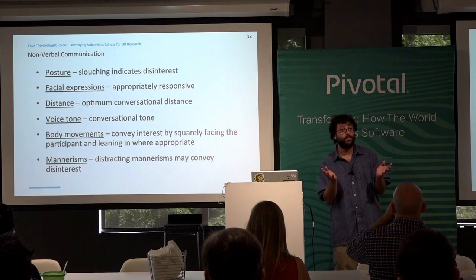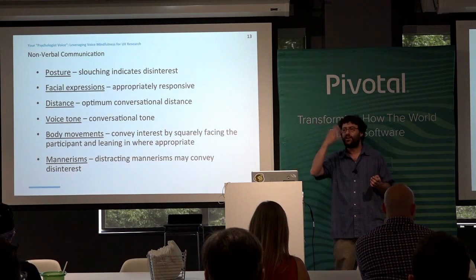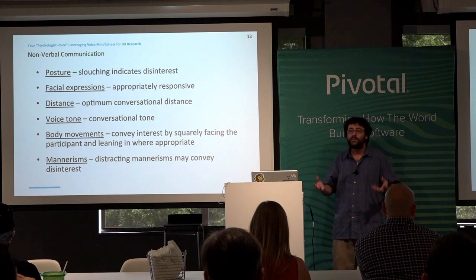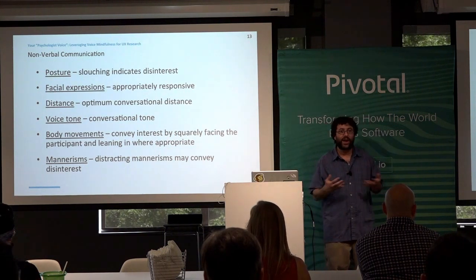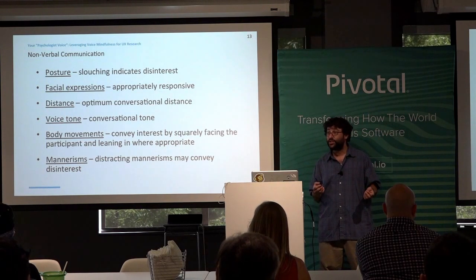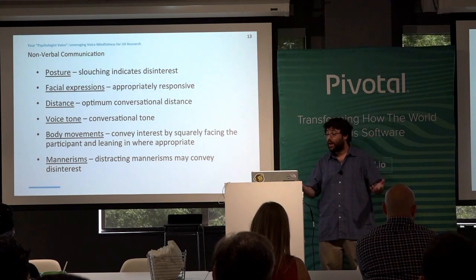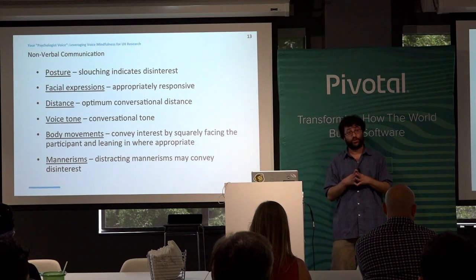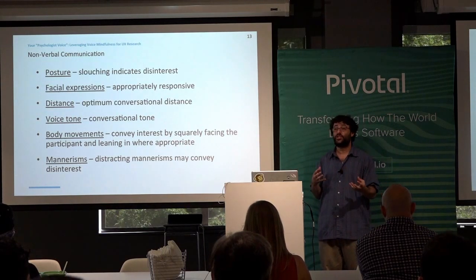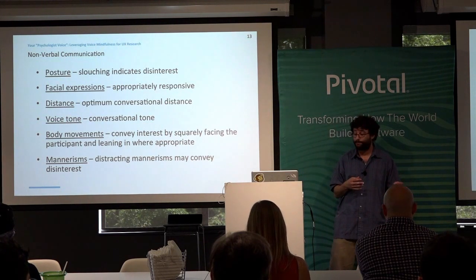Facial expressions should be appropriately responsive. Some people like to keep just very deadpan in the lab. No, that's not a natural interaction that we have with people. We want to have good facial expressions, and as I just said with the eyebrow raising, show interest with your facial expressions. Never show displeasure. Never show displeasure to a participant, because that's going to shut them up right away.